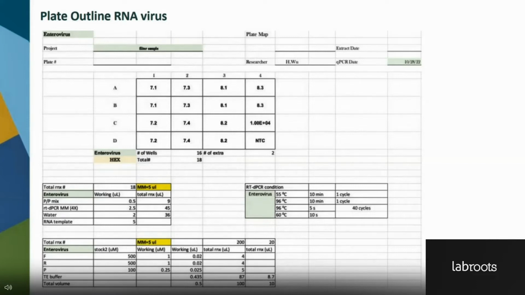Enterovirus is an RNA virus, and in one reaction mix, we load 0.5 microliter of the prepared PP mix and then 2.5 microliter of the one-step digital PCR master mix, which is 4 times concentrated, from Thermo Fisher. And we also load 2 microliter of water and 5 microliter of the RNA template. So in total, we prepare the reaction mix in 10 microliter.